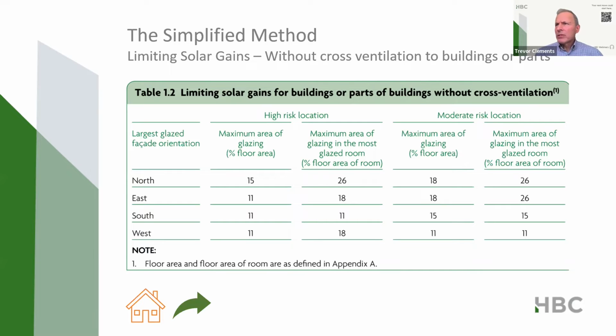So table 1.2 is about limiting solar gains for buildings or parts without cross ventilation. So as I said earlier, that'd be the majority of flats. You'll notice there that certainly for moderate risk location, there's not a lot of difference on the maximum area for the whole building, but it's a little bit more onerous on the area for the most glazed room. So just a bit more restricted there in those numbers. So yeah, that was for buildings without cross ventilation.